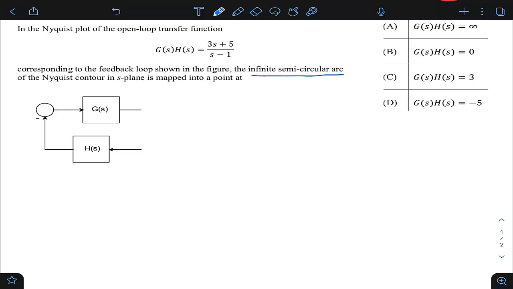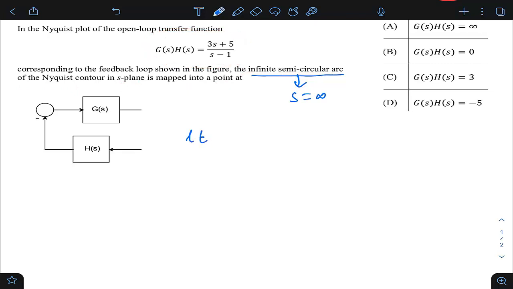What is the meaning of it? When we select the Nyquist contour, which is the entire right half of the s-plane, then for this infinite semicircular arc, the value of s is infinite. So in simple language, they are asking, if the s value is infinite, then what is the value of this transfer function? That's what they're asking. You see here, the infinite semicircular arc of the Nyquist contour in the s-plane is mapped into a point at what? They're asking, what is the value of the transfer function when s is infinite?